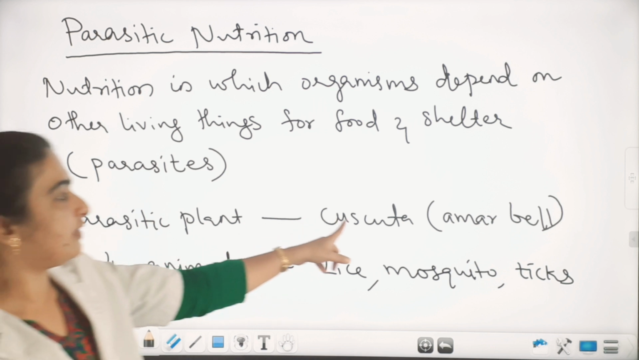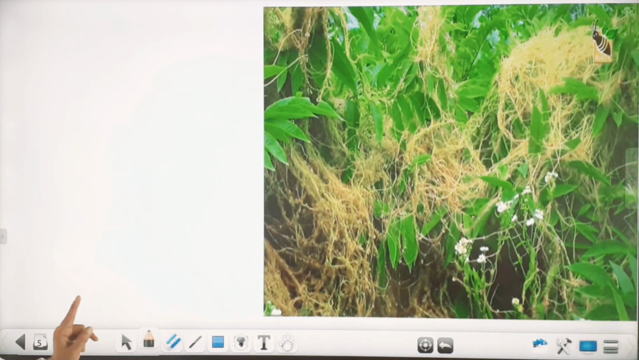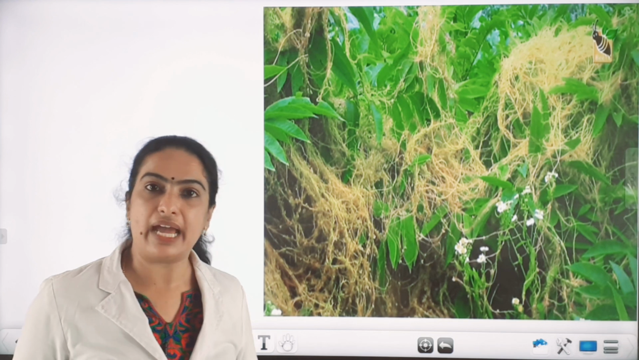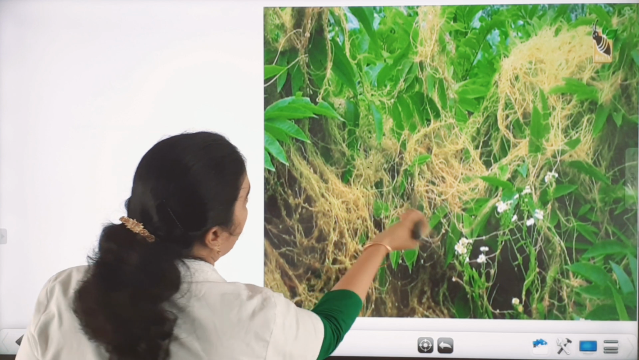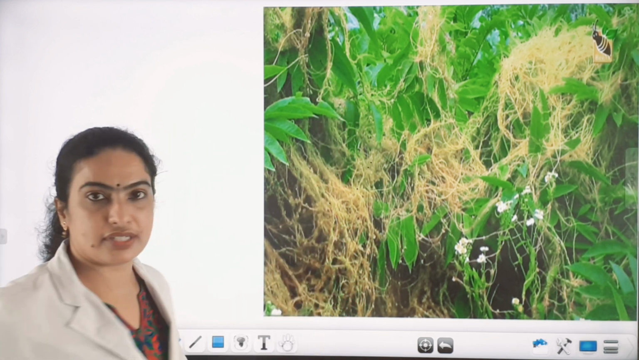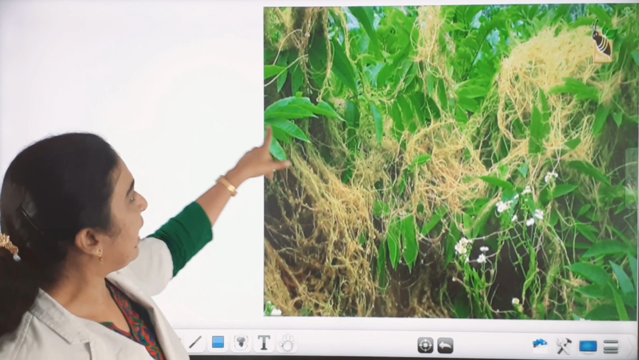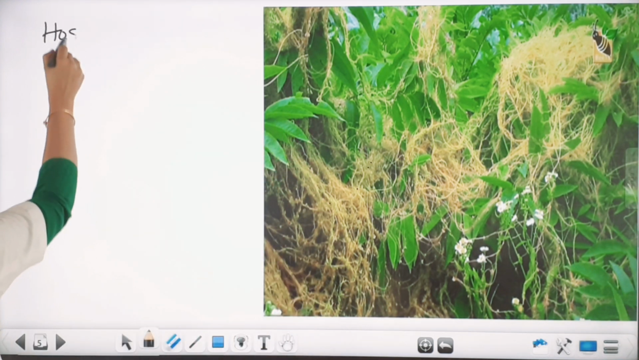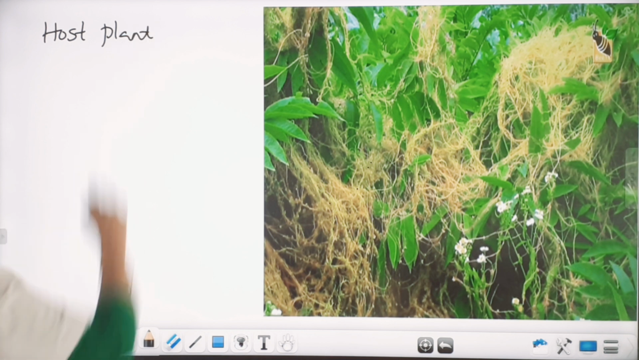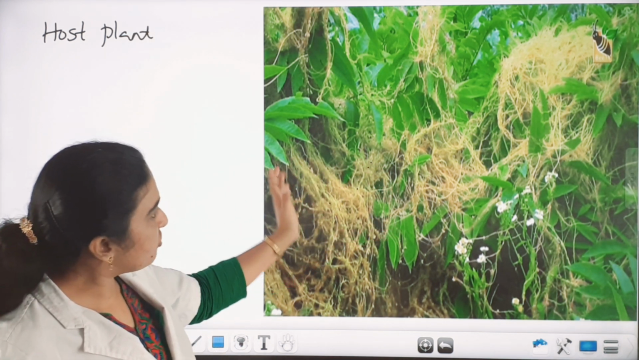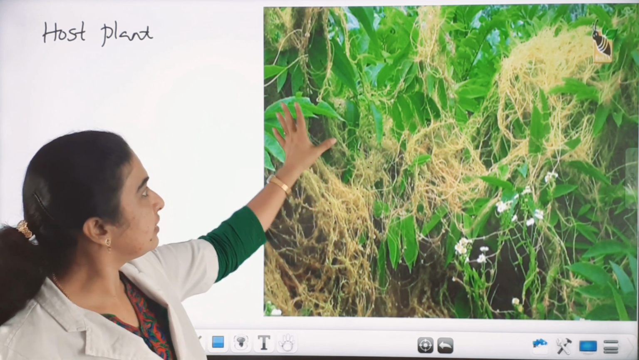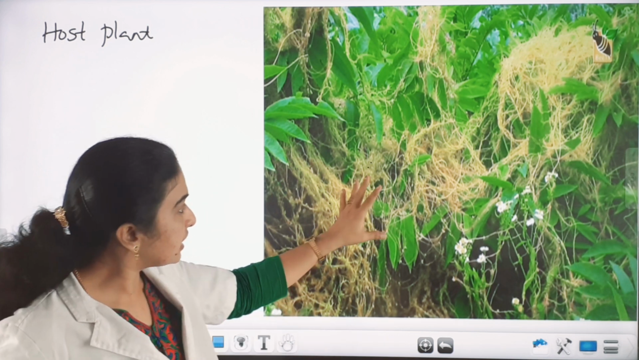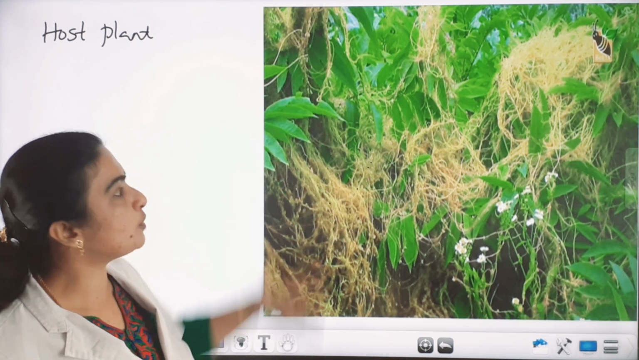Out of these we can see the Cuscuta, the parasitic plant. Here, this is the Cuscuta, and it climbs on another plant. So this is the host plant. Host plant means the plant on which it climbs. This is the host plant. This Cuscuta climbs on the host plant and derives food and shelter.